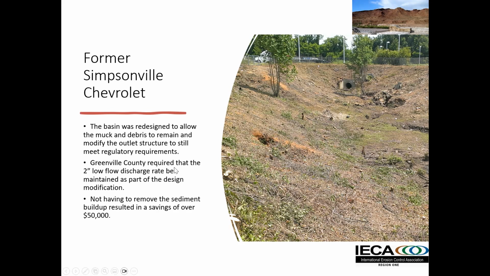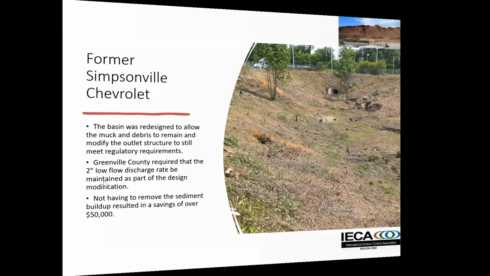So this was in Greenville County, South Carolina, and the original 2-inch outlet for the low flow outlet, Greenville County wanted to maintain that flow rate. So they wanted to keep another 2-inch outlet in there, or we looked at an option of putting in a skimmer instead. So redesign of the pond resulted in savings of well over $50,000 for not having to build a road and haul this stuff out and find a place to take it.